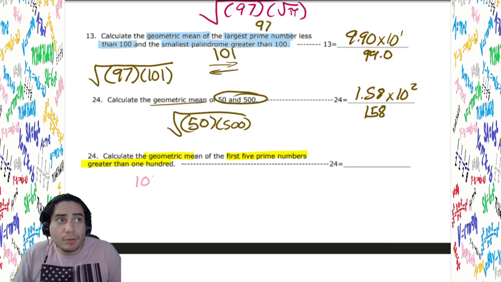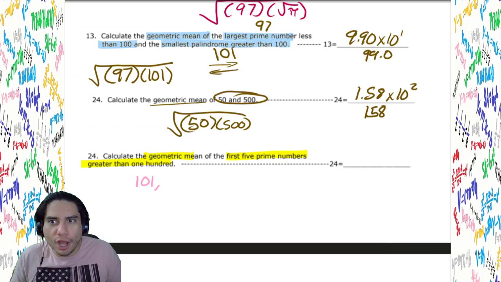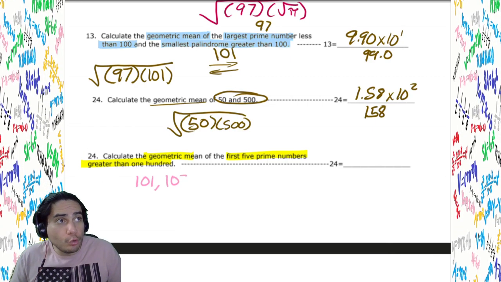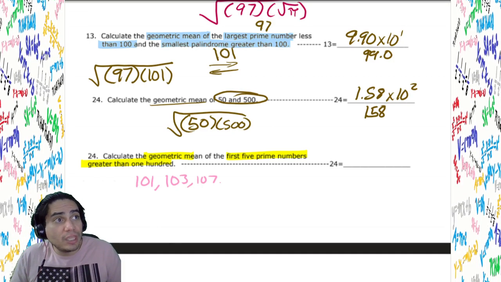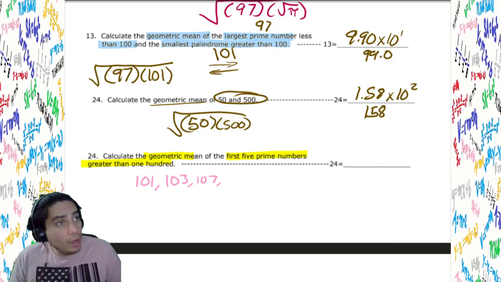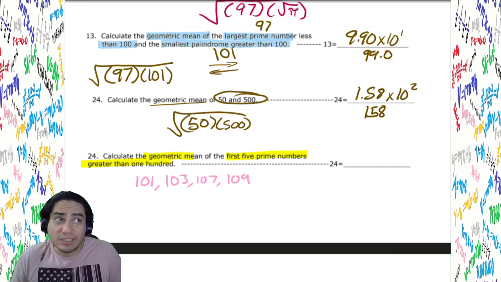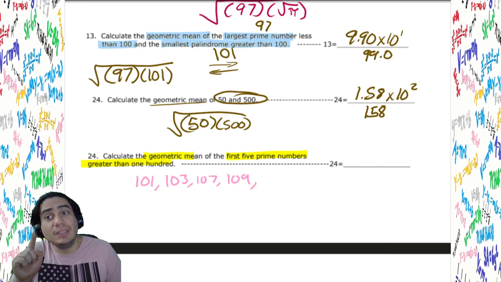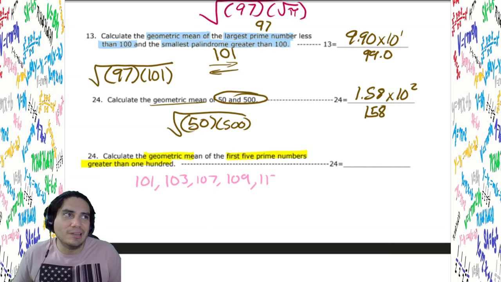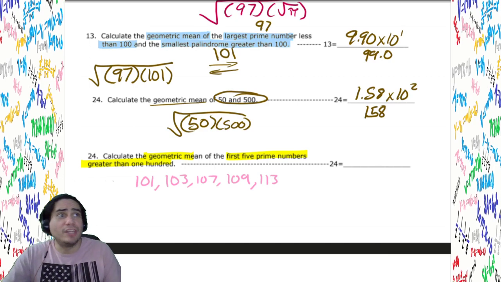Our first prime number greater than 100 is my good friend, Mr. Palindrome, 101. And then we got 103, all right? And then we got 107, okay? And then we got 109, and there's one more we need. It's not 111. It's close, though. It's going to be 113, all right? 113. Those are the first five prime numbers greater than 100.